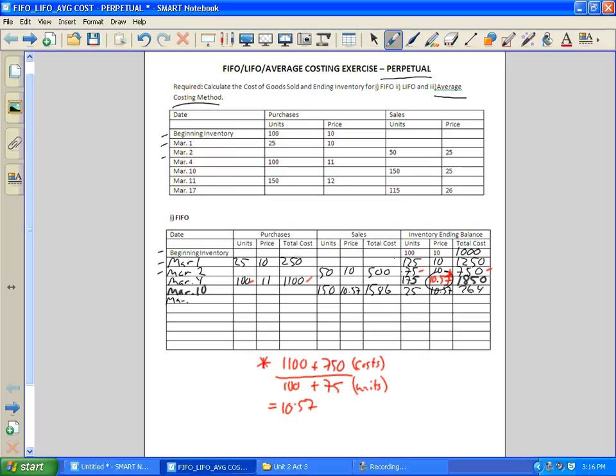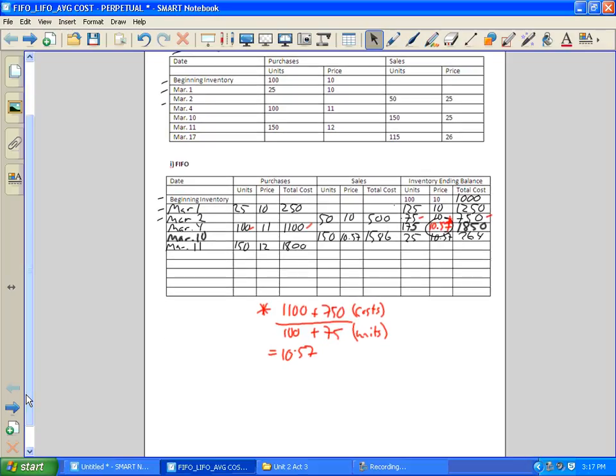So on March the 11th, when we purchase another 150 units, this time at $12 per unit, giving us a total value of $1,800 on that purchase, I'm just going to scroll this down just a little bit. We have to come up with a different figure here based upon the value that's sitting in the inventory at the time plus what we just purchased. So I'm going to do this one in blue. And that's our calculation right there.